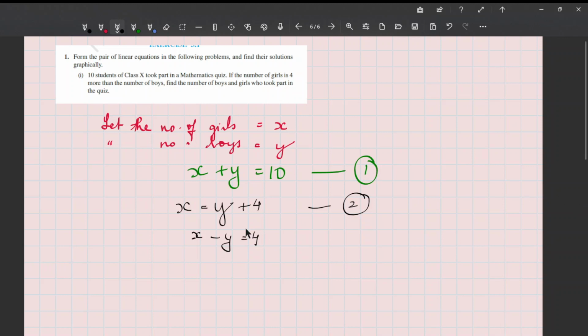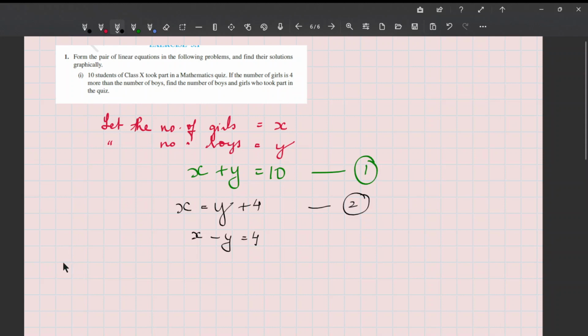nothing very important about this. It's okay if you write it as x is equal to y plus 4, because finally, in order to plot the graph of a linear equation, we need 2 points per equation. So every equation needs at least 2 points, so that we can join those points and form the line. So what about the first equation? You have x plus y is equal to 10.